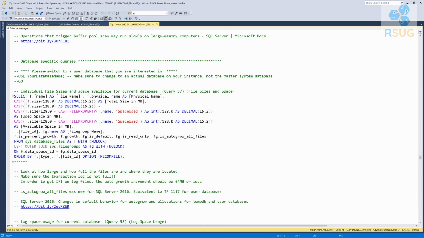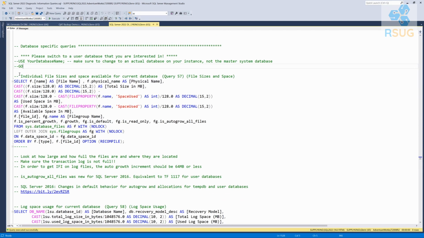And so make sure, that's why I say use your database name. And I've actually gotten emails from people saying, but I don't have a database with this name. So hopefully you don't make that mistake. Just change it to the database that you care about. And we know, or at least I know, that this particular database is the main culprit on my workstation. So make sure you switch to it.